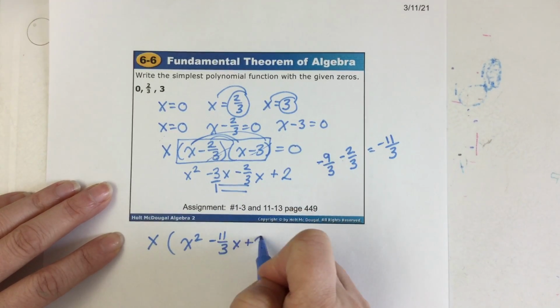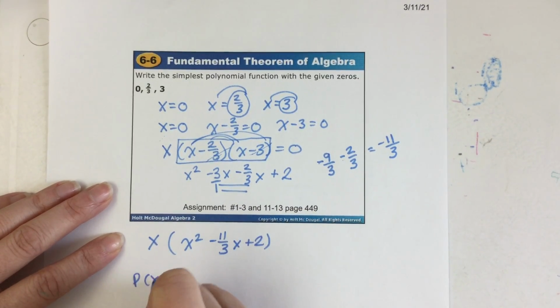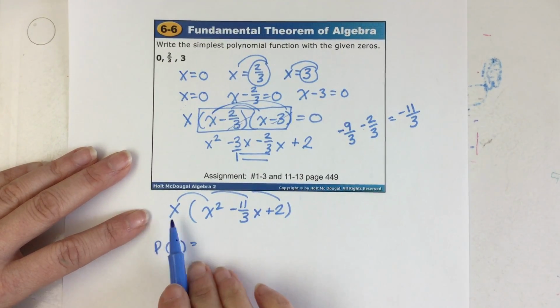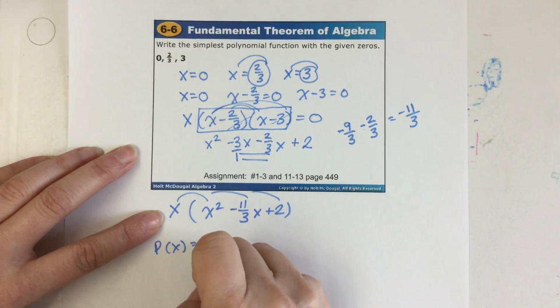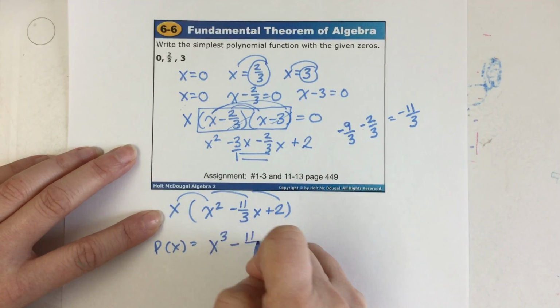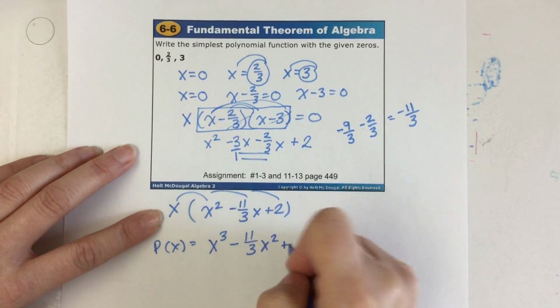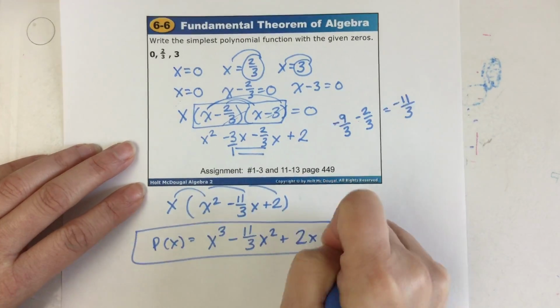Both of these terms have an x plus 2. Your solution is whatever I get now that I multiply that third term in, which is just an x. So x squared times x is x cubed. Minus 11/3, x times x is x squared. X times 2 is 2x.